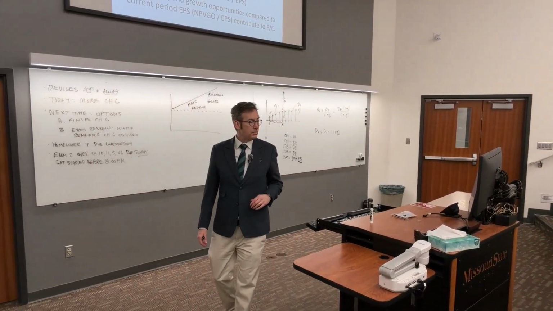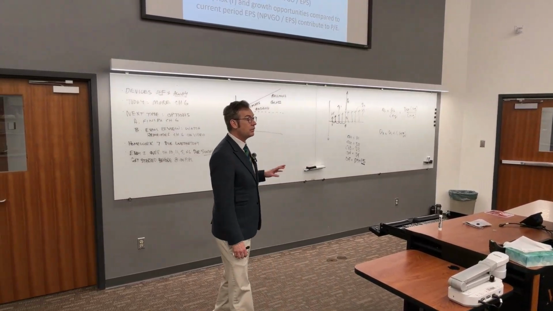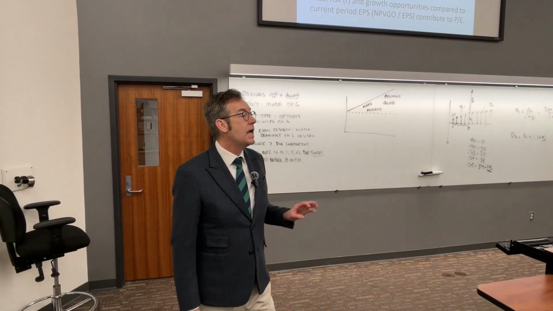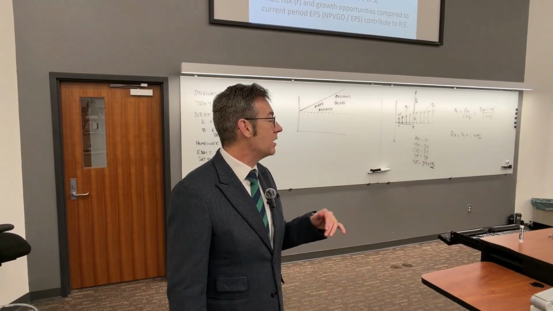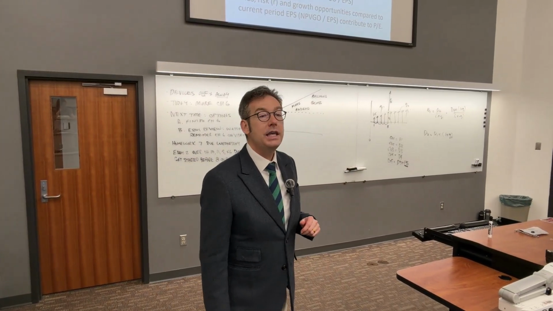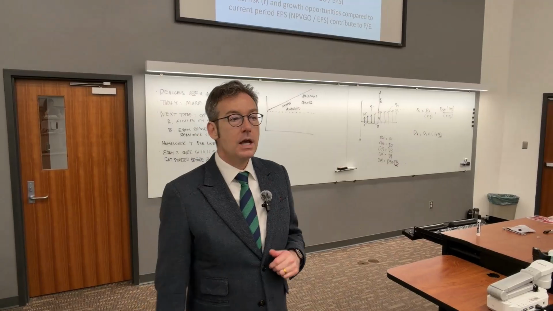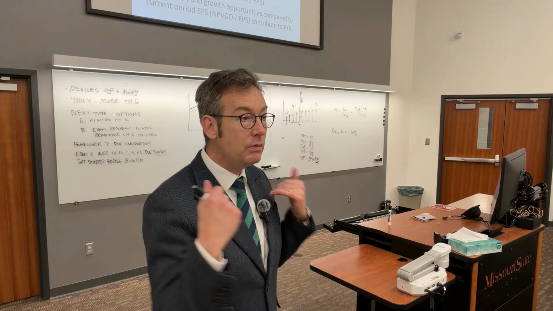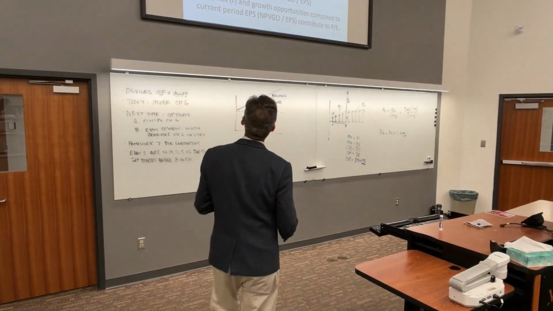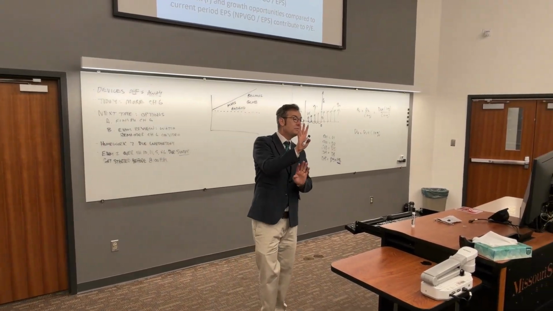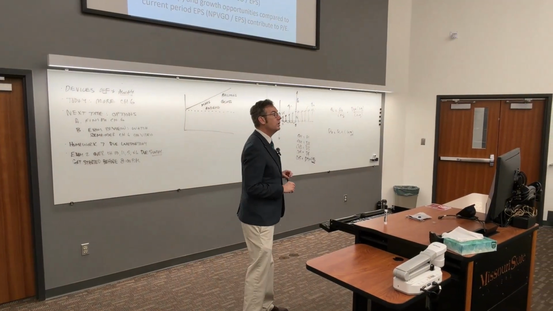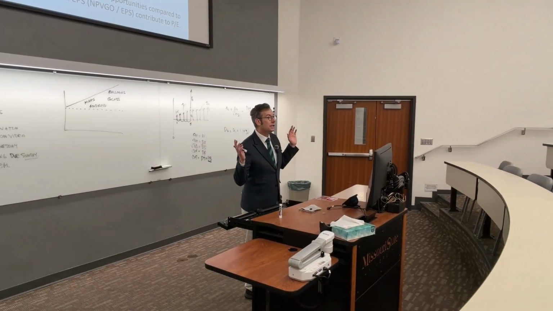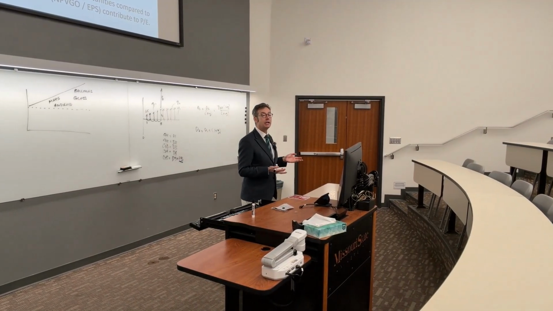So here's what I'm going to do. I'm going to take that formula we just talked about, P0 is equal to EPS over R plus NPVGO. I'm going to divide every single thing there by EPS. So if I take price per share and divide by earnings per share, that gives me the PE ratio. And if I take earnings per share, divide by R, and divide by earnings per share, that leaves me with 1 over R. And then my last term will be NPVGO divided by EPS.